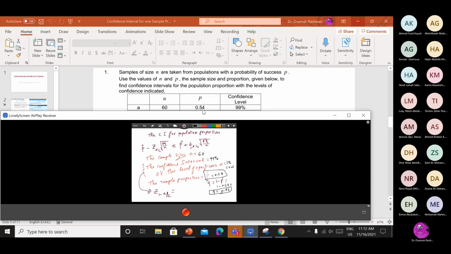Now we are going to go for Z. So I'm looking for Z of 1 minus alpha over 2, and alpha is 0.01, so 0.01 over 2 is 0.005. I'm correct? Yes. So 1 minus 0.005 gives 0.995. So this will be Z for 0.995. Is it okay?